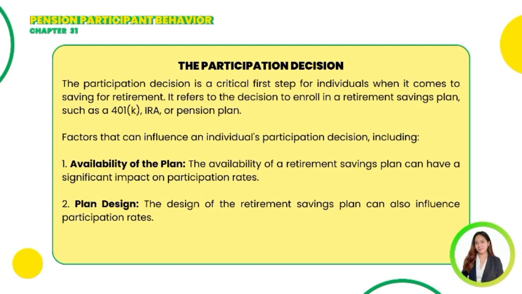The first one would be the participant decision. The participant decision is a critical first step for individuals when it comes to saving for retirement. It refers to the decision to enroll in a retirement savings plan, such as a 401k, IRA, or pension plan. There are several factors that can influence an individual's participation decision, and this includes number 1, availability of the plan. The availability of a retirement savings plan can have a significant impact on participation rates.